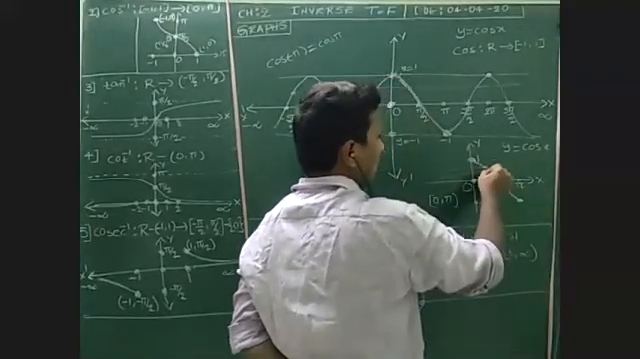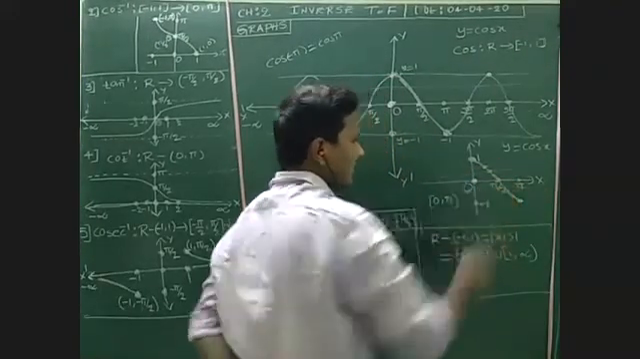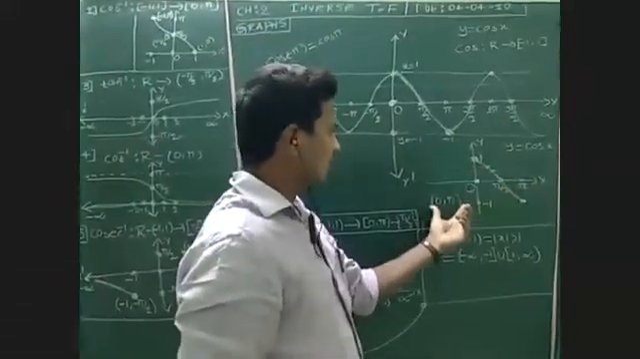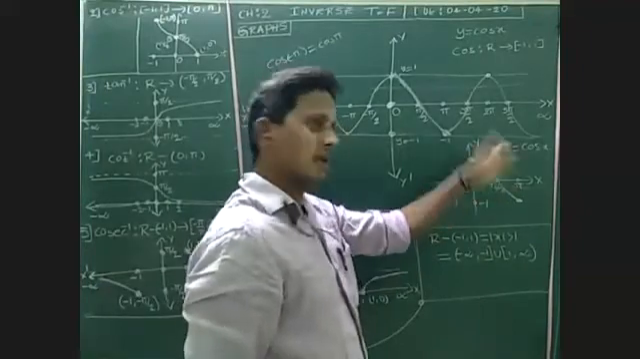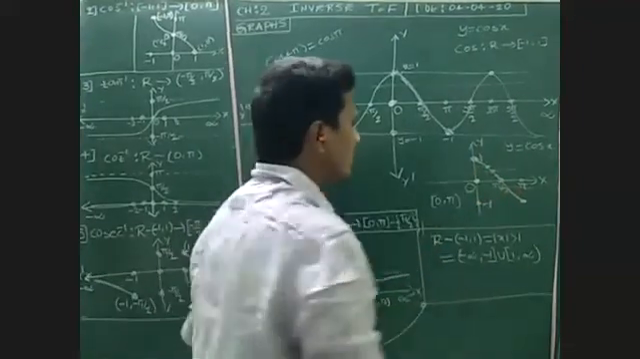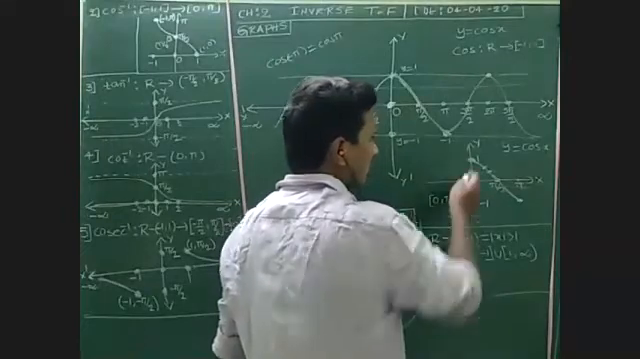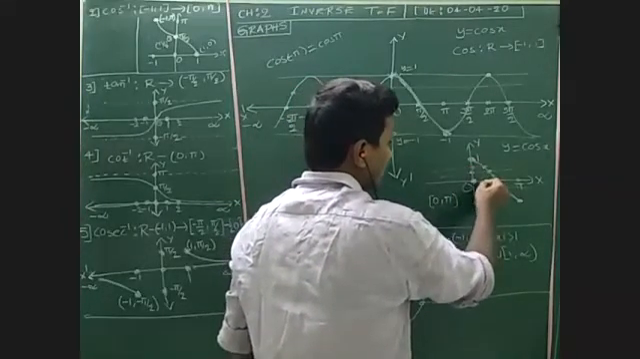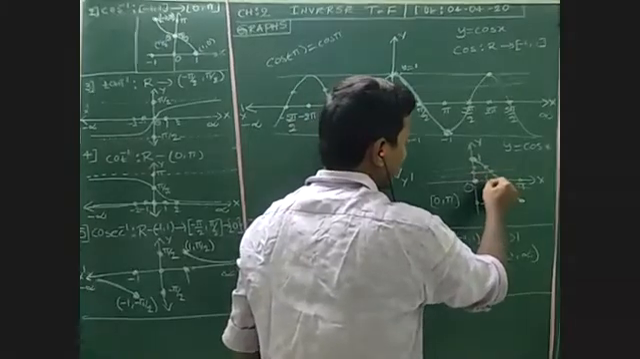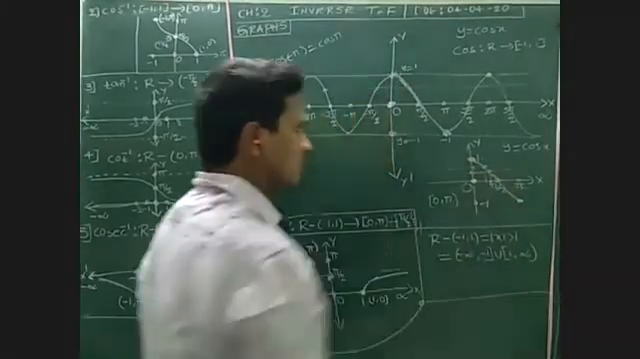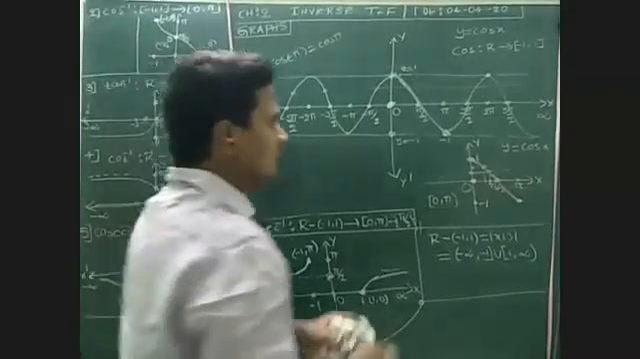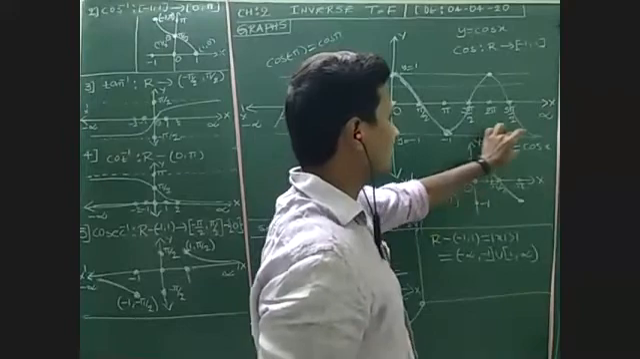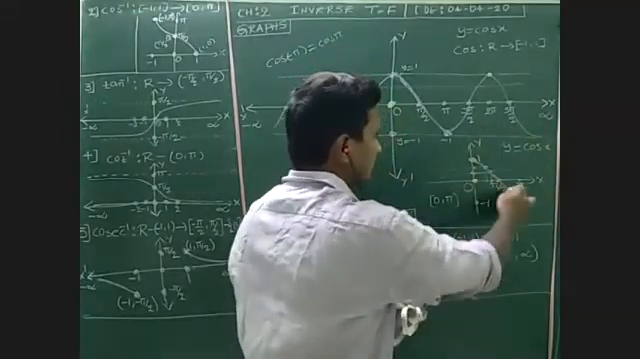All horizontal lines will meet the graph at most at one point, so in this domain 0 to π, cos x is one-one, as well as onto. Onto is nothing but for every value of y, there exists an x value. So this is the graph of y equals cos x between 0 and π.